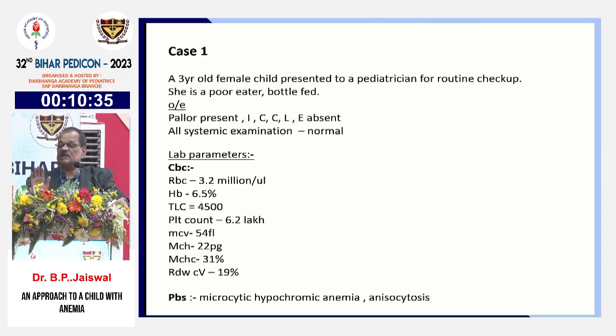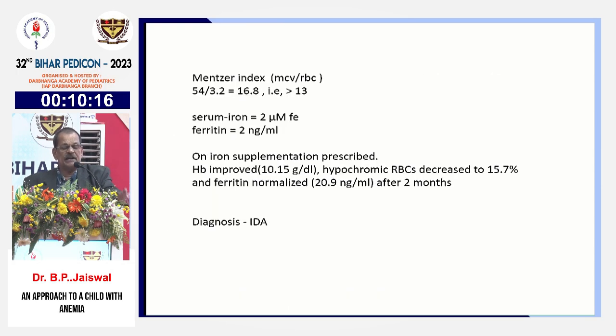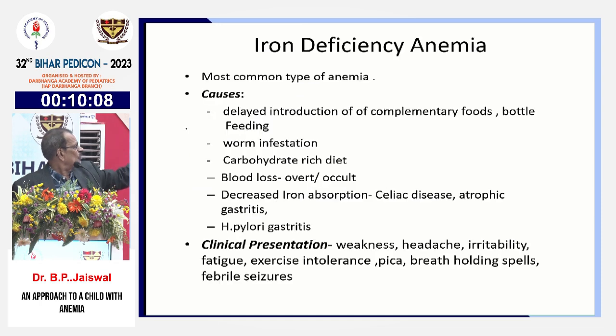Iron deficiency anemia is very common, you know. Therefore, one must be having all informations regarding iron deficiency anemia, like how to diagnose and how to treat and how to investigate. All these things must be known. Menger index, you can see it is more than 13. You see Menger index. Serum iron 2 micro, you know, ferritin is 2 nanogram per ml. Your diagnosis is iron deficiency anemia.